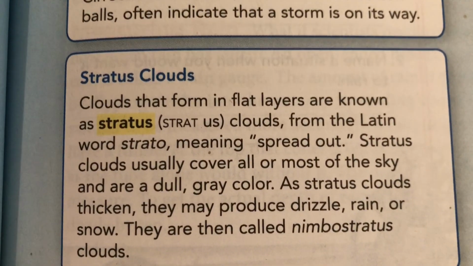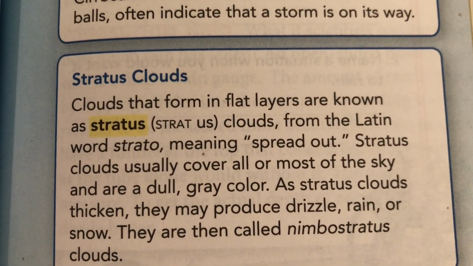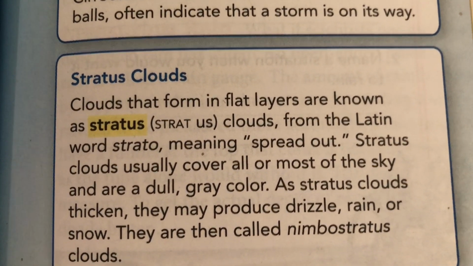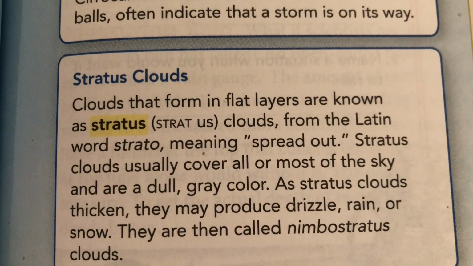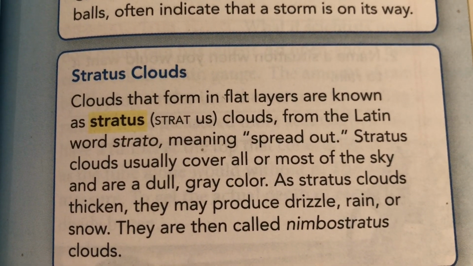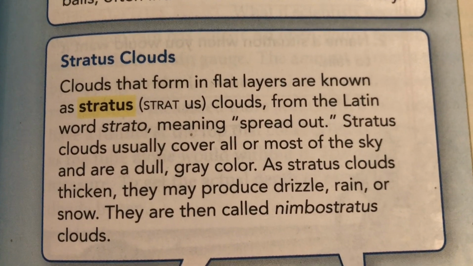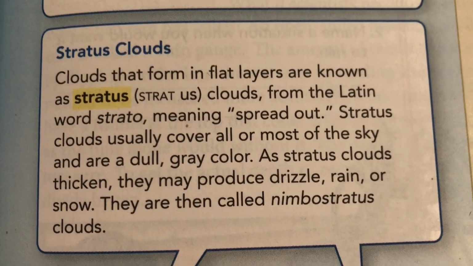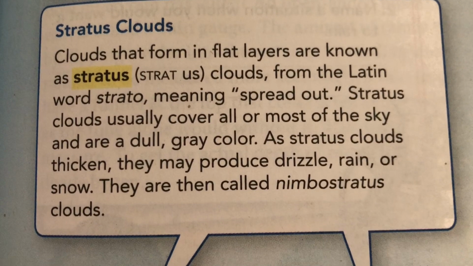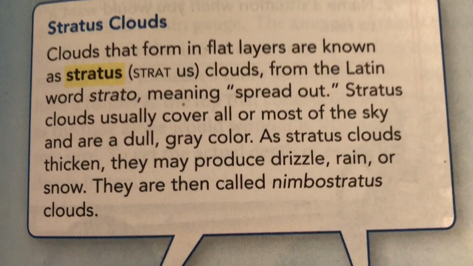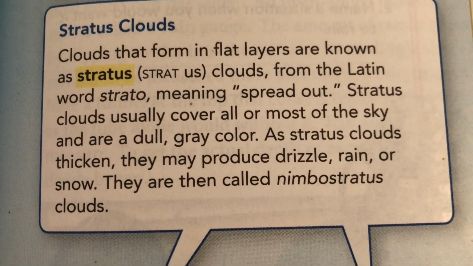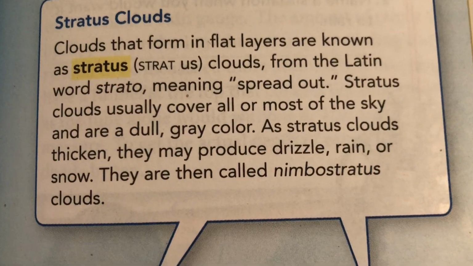Stratus clouds are clouds that form in flat layers, from the Latin word meaning spread out. Stratus clouds usually cover all or most of the sky and are a dull gray color. As stratus clouds thicken, they may produce drizzle, rain, or snow. They are then called nimbostratus clouds.